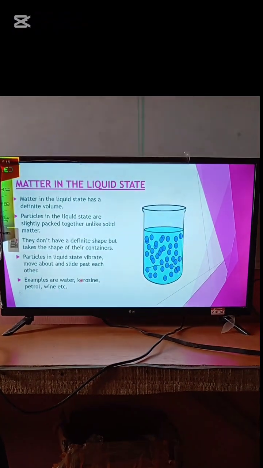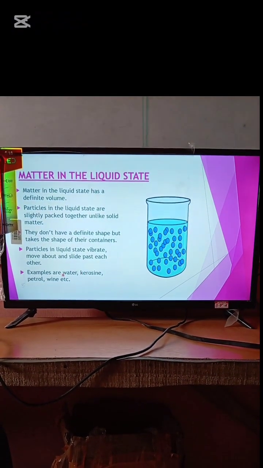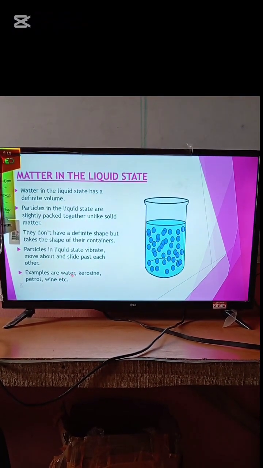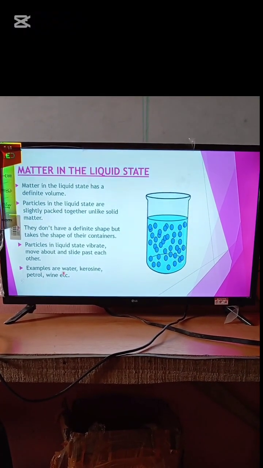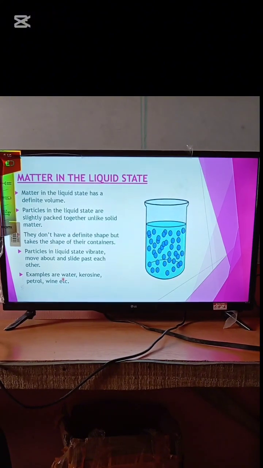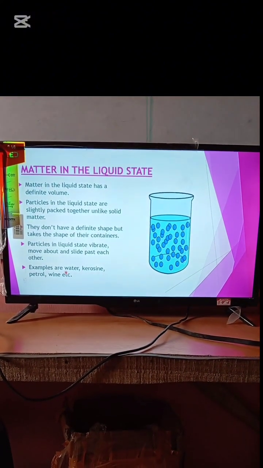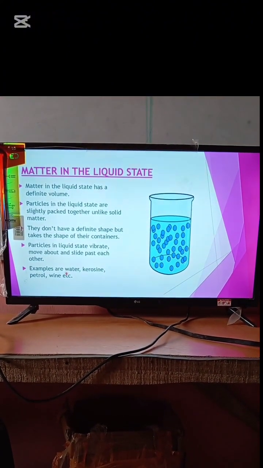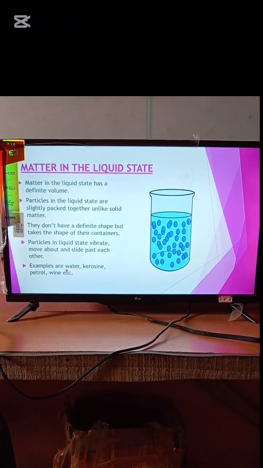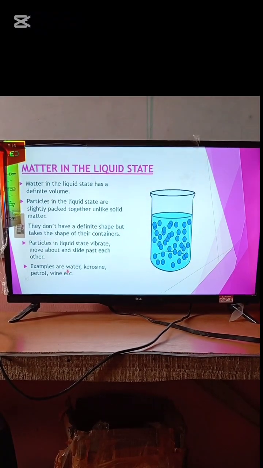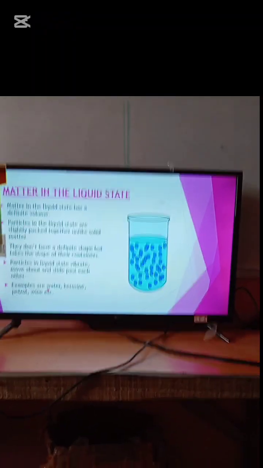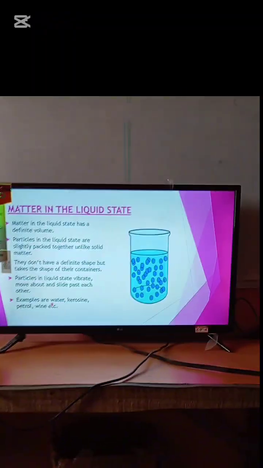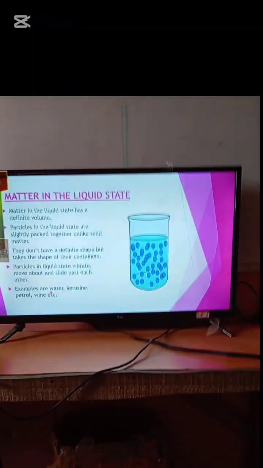Examples of matter in the liquid state are water, kerosene, petrol and wine. Anything liquid, anything like water, is called matter in the liquid state. Examples of matter in the solid state, we have the stones, we have the ice cubes.